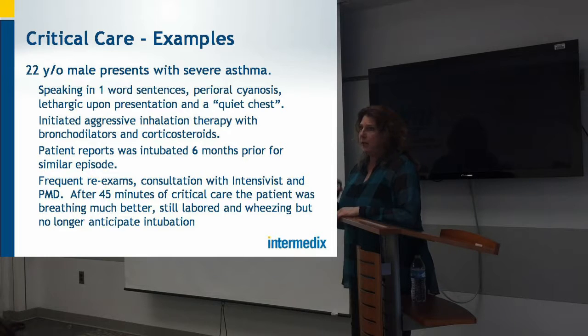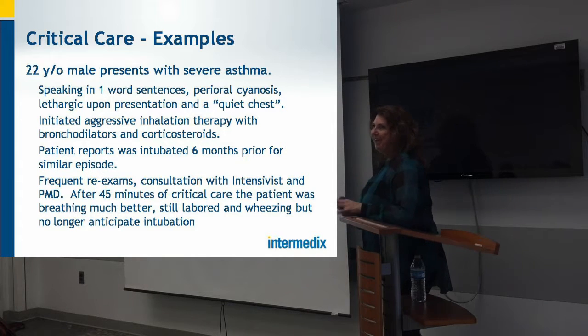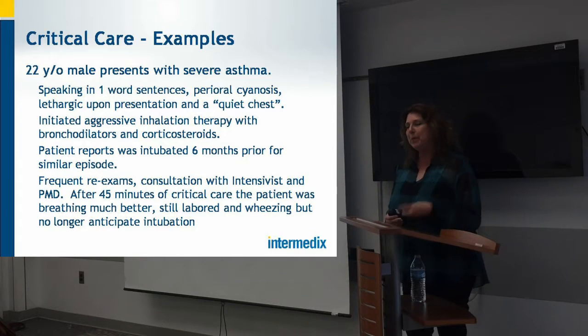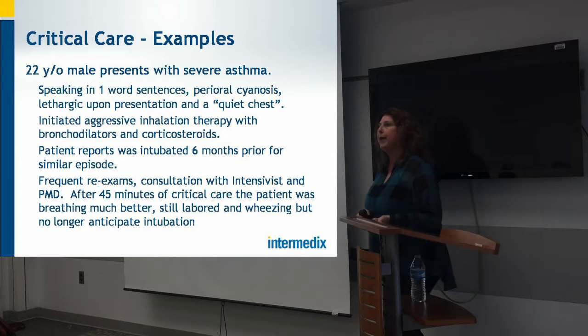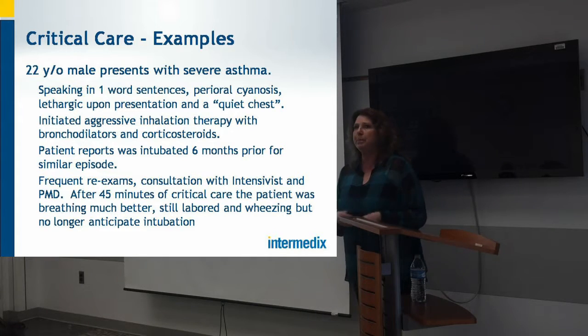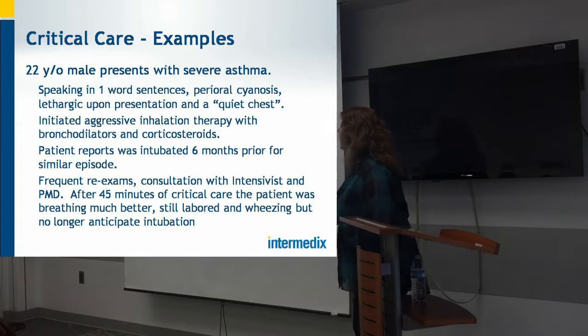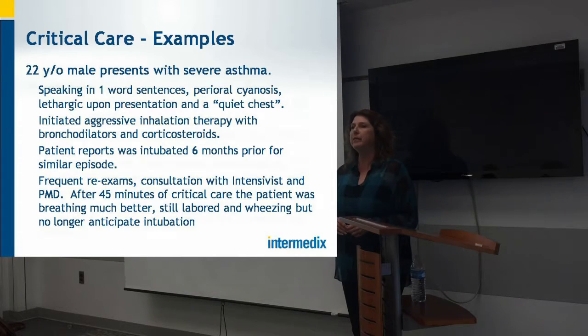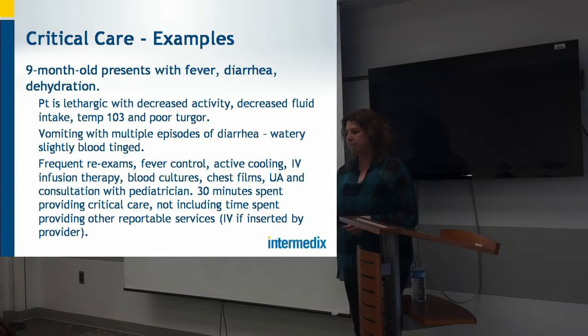Some examples, and I'll go through these really quick, so it's been a long day for all of you. Remember, we're looking for 3 things. We're looking for criticality, intervention, and a time request. All of these examples have everything I need. It's a 22-year-old, we've got severe asthma, so we've got a critical presentation. There is aggressive inhalation therapy, that's the critical intervention, and a time request of 45 minutes. I bill critical care every day for that.